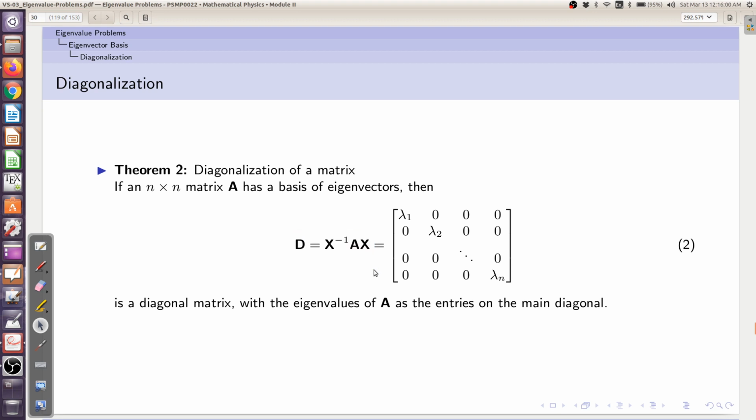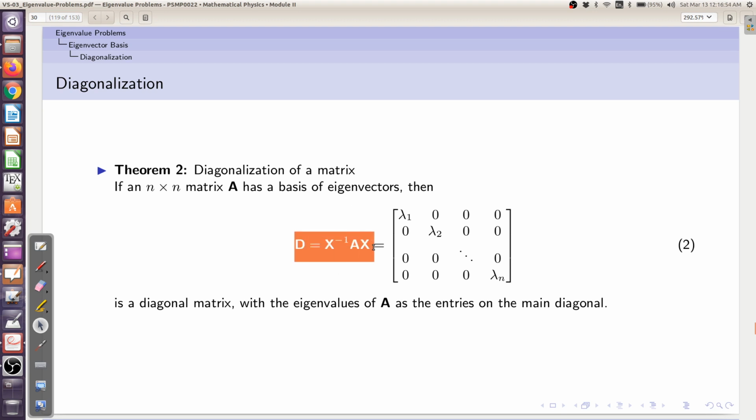Because this is a similarity transformation, the eigenvalues of A are going to be the eigenvalues of D. The beauty of this is that you get a nicely diagonalized matrix, which along the diagonal contains only the eigenvalues, with everything else being 0. So you can diagonalize a matrix like this. Now the question is, how do you get this X? Very simple. You take the normalized eigenvectors of the matrix A and use them as columns to construct the matrix X. Once you do that, you can easily diagonalize the matrix.